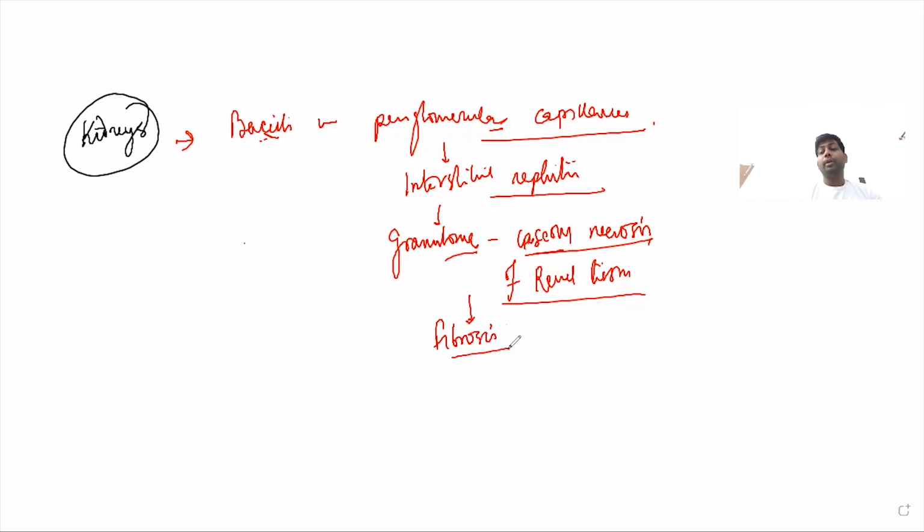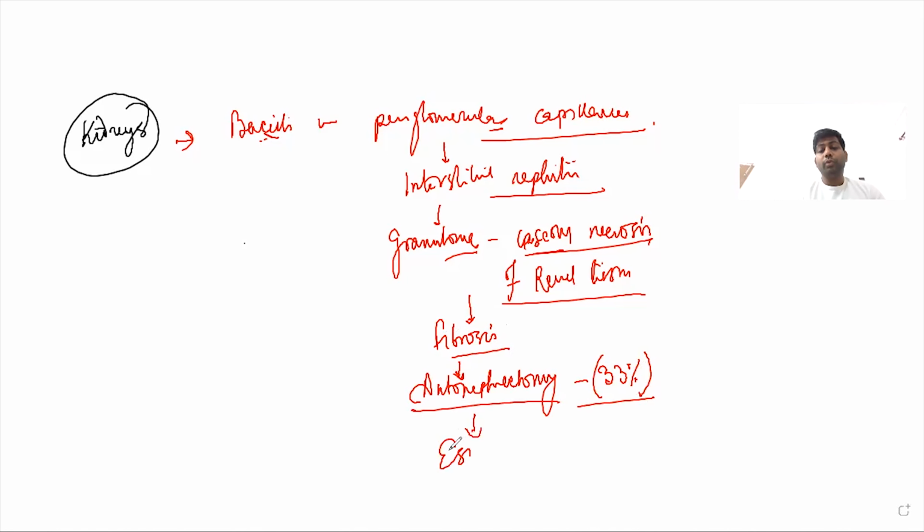Any chronic granulomatous inflammation may lead to fibrosis of the tissue, and here this may even lead to autonephrectomy, which is seen in about 33% of the patients with genitourinary tuberculosis. So the patient ultimately goes to end-stage renal disease. All right, so these are the changes which occur in the kidneys.